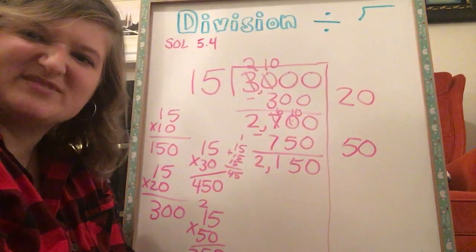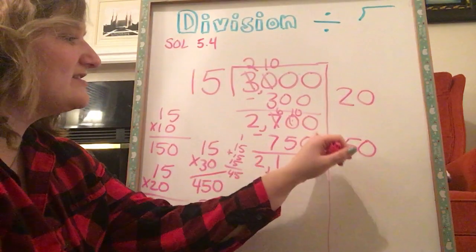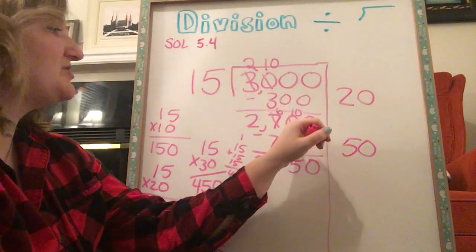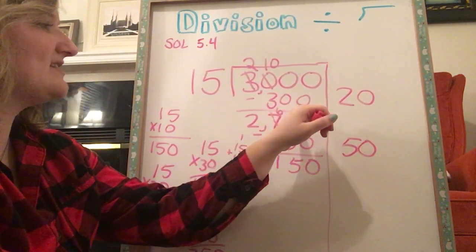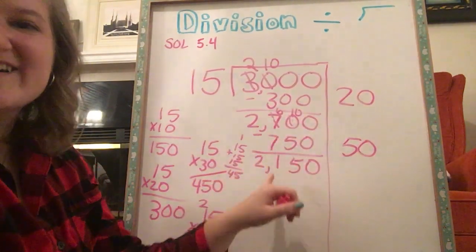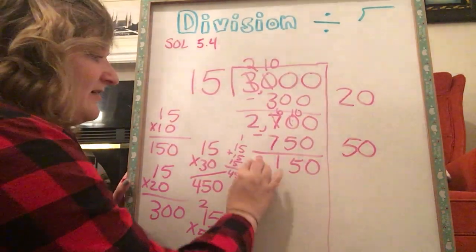Hold on. I think I've made a mistake. I'm going to go back and check because those numbers just don't look right to me. 0 take away 0 is 0. I couldn't take away 5 from 0, so I had to borrow from the 7. The 7 became a 6. Gave 1 to the 0 to make it 10. 10 take away 5 is 5. 6 take away 7. I see my mistake. 6 take away 7 isn't 1. I can't do 6 take away 7.